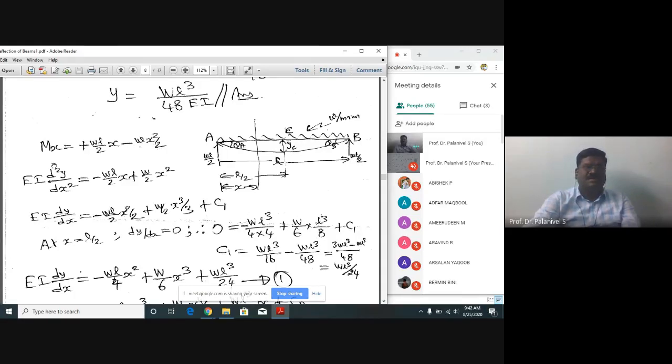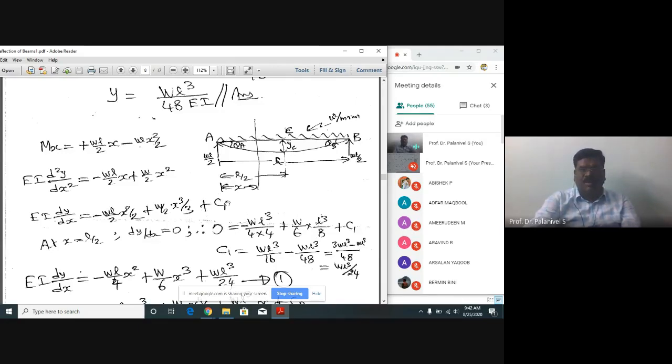Now I am writing. We know EI d square y by dx square is equal to minus M. Therefore EI d square y by dx square is equal to minus M. This plus becomes minus here: minus WL by 2 into X. This minus becomes plus now because of minus M. That's why W by 2 into X square. I have written here. Integrating, EI dy by dx is equal to minus WL by 2 into X square by 2 plus W by 2 into X cube by 3 plus integral constant C1.